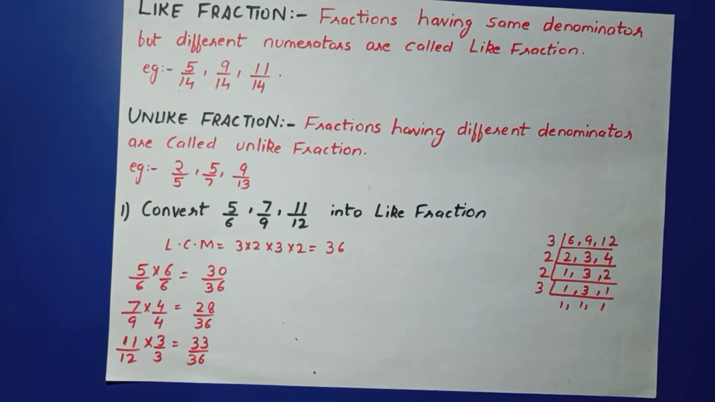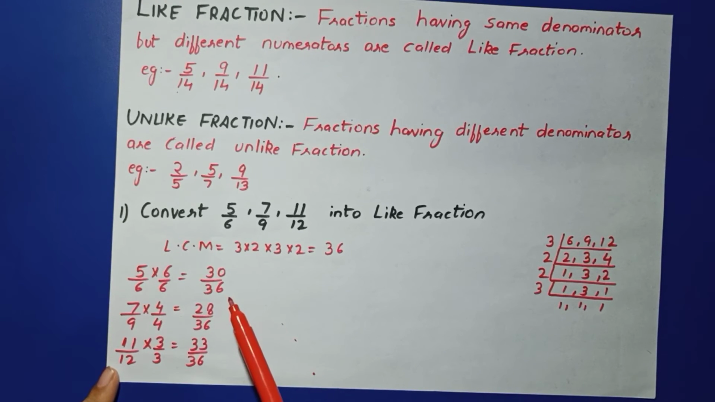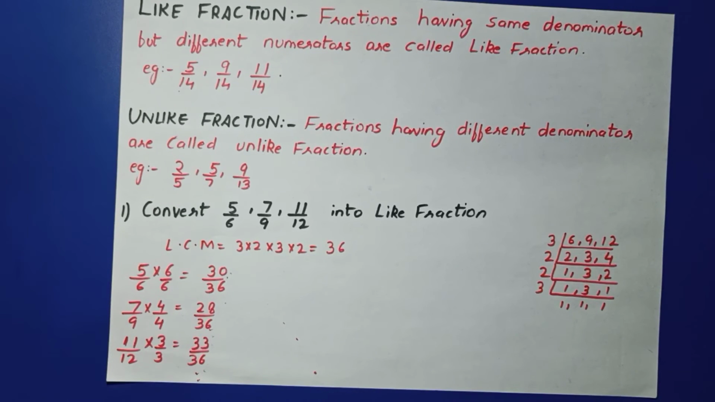So now you will see that all the three numbers, 30 upon 36, 28 upon 36 and 33 upon 36, have become like fractions. Why? Because the denominator in all three cases has become the same, 36, 36, 36. And now you can compare these also. Which one is greater? 33 upon 36 is greatest among all three. Why? Because its numerator is greater. Then 30 upon 36 is greater, then 28 upon 36. Okay.